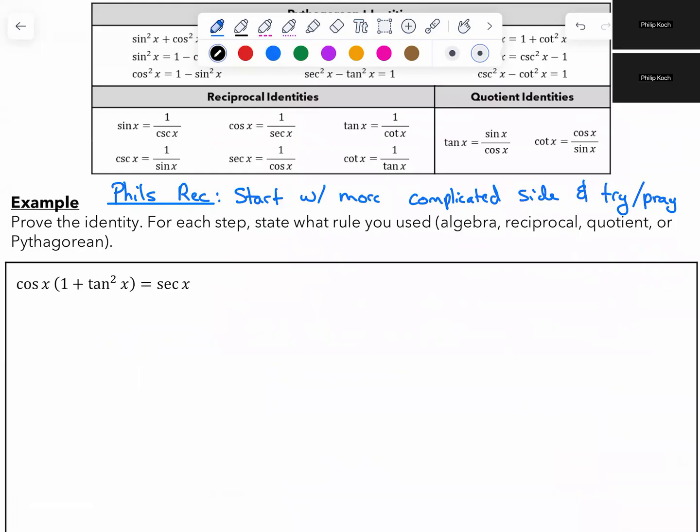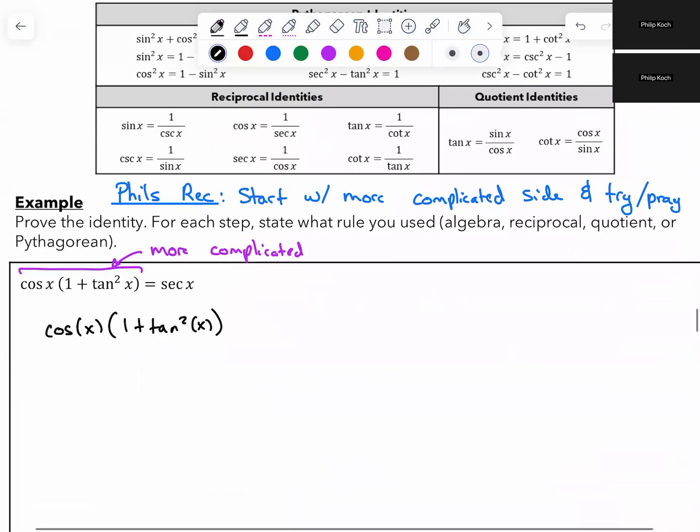So I'll start with the cosine. I'm even going to write this: more complicated. So I'll start with that side. Cosine of x times 1 plus tangent squared of x. And remember, there is no one right answer. One option you could do would be to write the tangent in terms of sines and cosines. That is an option. You can do the quotient option. The easier, more apparent option would be to use a Pythagorean identity.